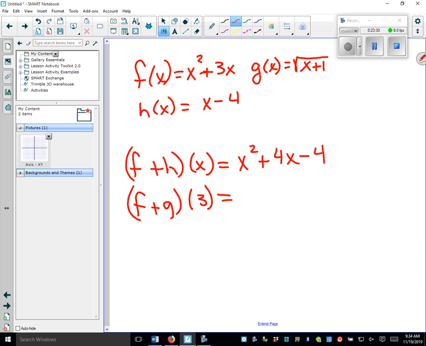I add it, which gives me x squared plus 3x plus radical x plus 1. Now what do I put in for x? 3. Which gives me 9 plus 9 plus 2. What is that? 20. So you all okay with those? Okay.